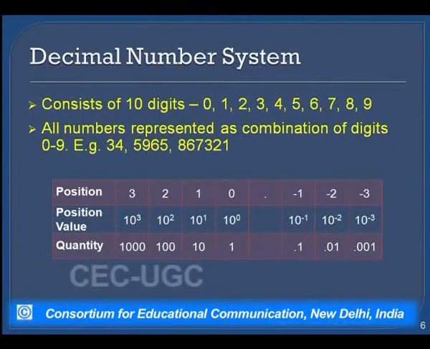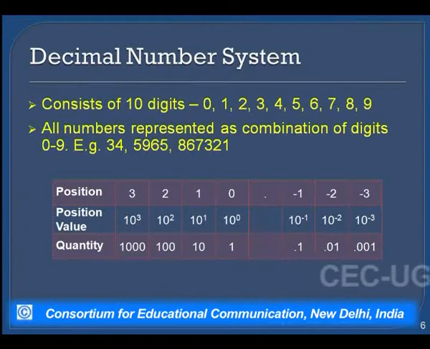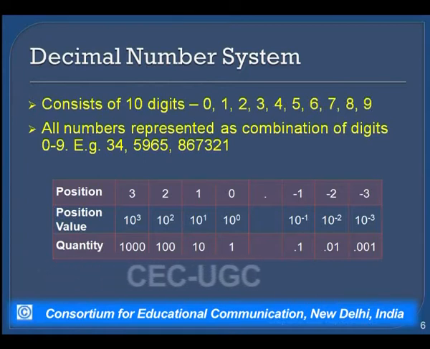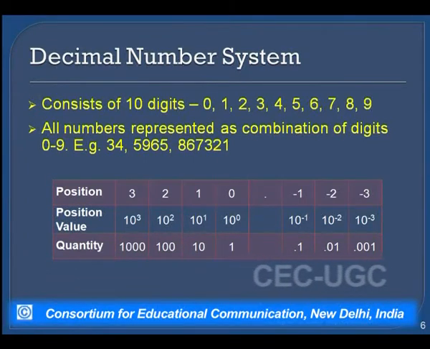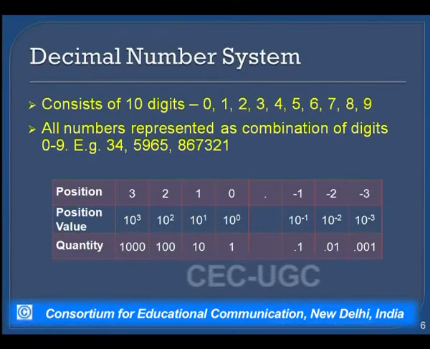Any decimal number may also have a decimal point in it, and digits to the left of the point are counted with position values 0, 1, 2, 3. To the right of the decimal point, the position values are -1, -2 and -3, and the position values corresponding to those positions will be 10 to the power 0, 1 and 10 to the power -1 and -2.